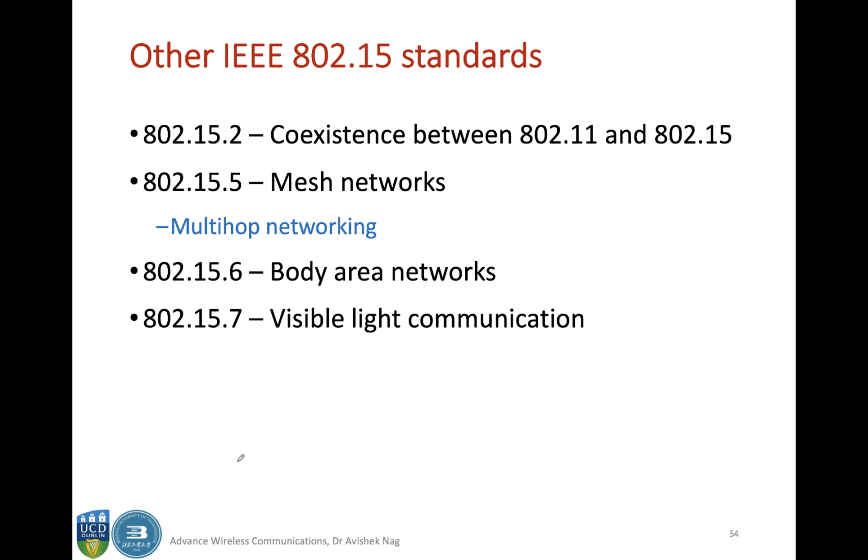So there are other 802.15 standards also. For example, 802.15.2, which is coexistence between 802.11 and 802.15. You have 802.15.5 for mesh networks, 802.15.6 for body area networks, and for visible light communication you have 802.15.7.